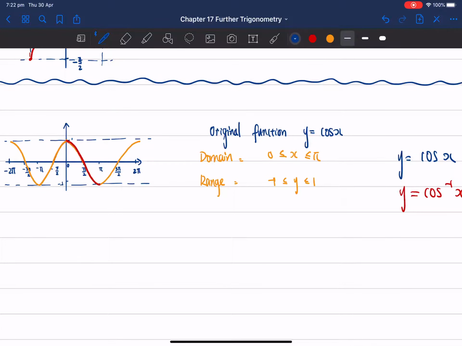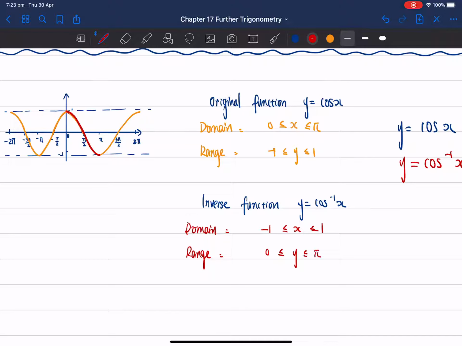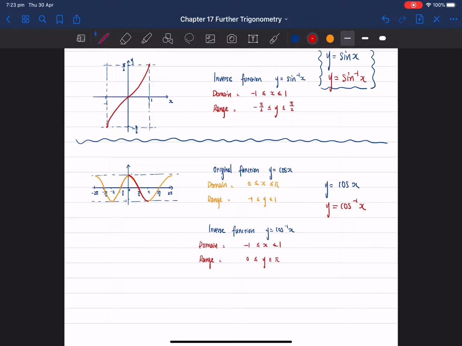So that means that once you know that, we can find the domain and range of the inverse function. So the inverse function y equals cosine inverse x. The domain is going to be from -1 to 1. That's the same as the inverse sine x. And this time the range is going to be from 0 to pi. So as you can see, it's different to the previous one. The domain is the same, however, the range is different.